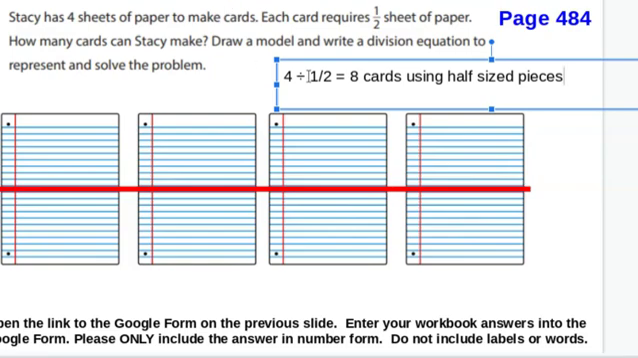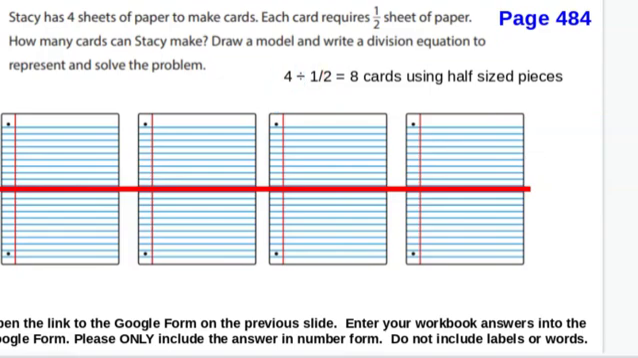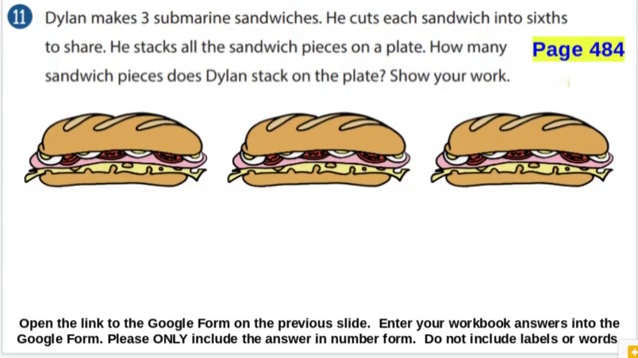All right, almost done. We're going to look at one more problem. And the next problem is about hoagies. In this case, they say submarine sandwiches in the problem. So still on page 484, and it says, Dylan makes 3 submarine sandwiches. He cuts each sandwich into 6 to share. He stacks all the sandwich pieces on a plate, and we want to know how many pieces does Dylan stack on the plate.